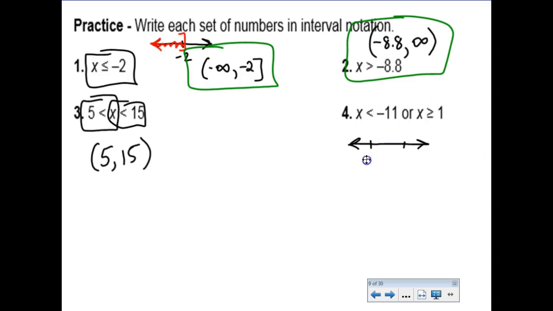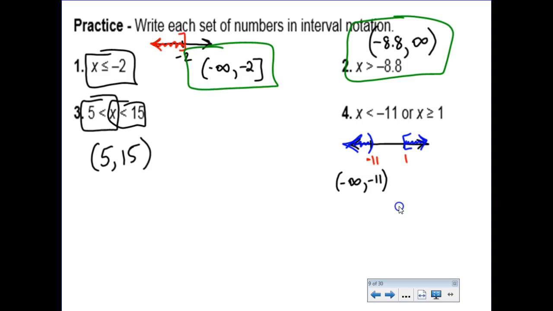So -11 comes before 1 on the number line, so let's get that straight. I'm supposed to be graphing solutions that are either less than -11, so down here, with a parenthesis, or anything greater than or equal to 1. So your job is to figure out how to write that as an interval. And we know intervals always go from least to greatest. So where does your interval begin? -infinity to -11, which we do not include.